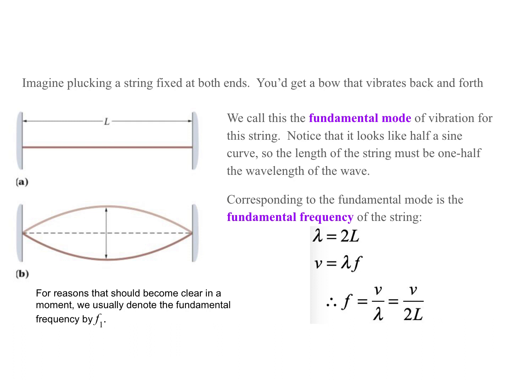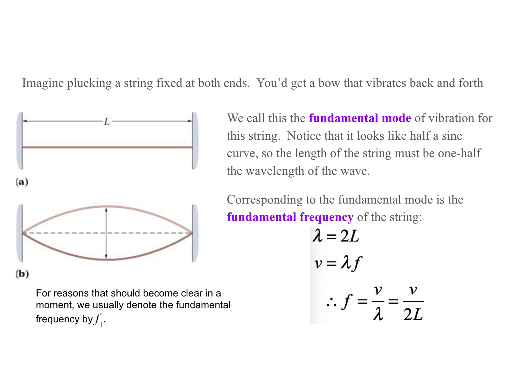You'd get a bow that vibrates back and forth. We call this the fundamental mode of vibration for the string. Notice that it looks like half a sine curve, so the length of the string must be 1/2 the wavelength of the wave. Corresponding to the fundamental mode is the fundamental frequency of the string. We have that lambda is 2L, and the speed, of course, is lambda f, so the frequency is v over lambda, or v over 2L.